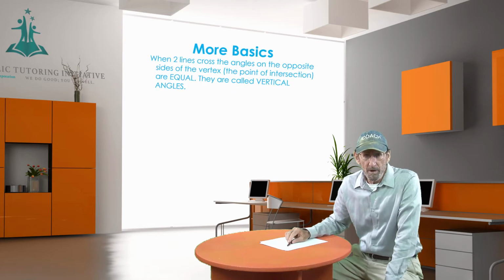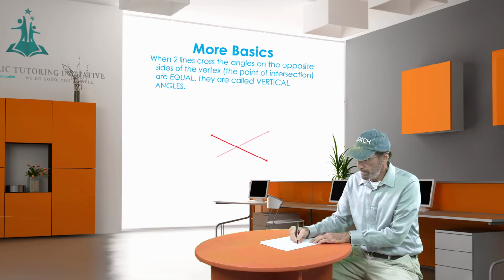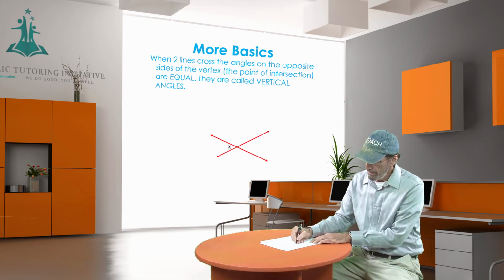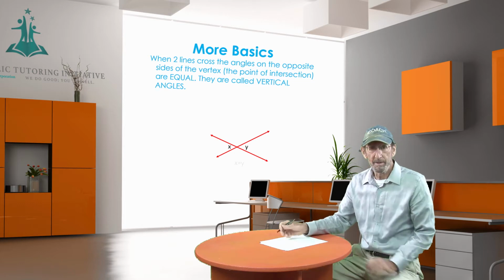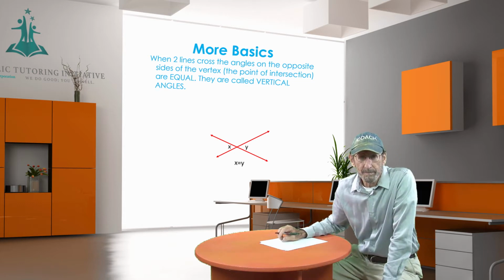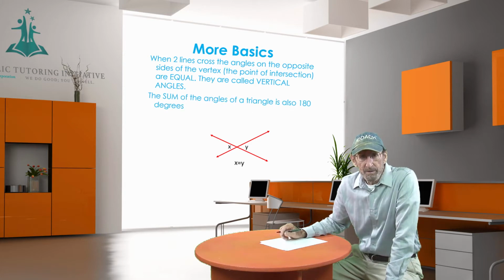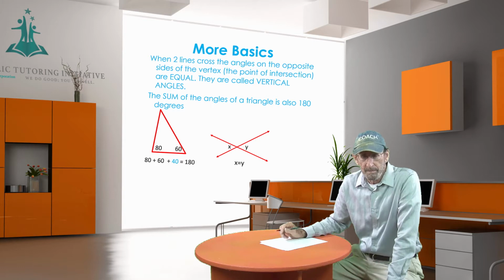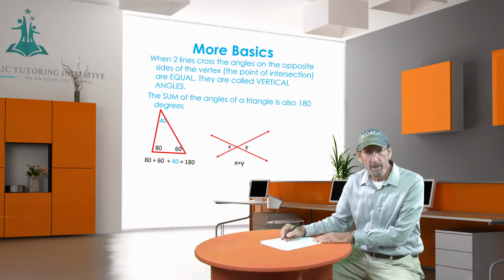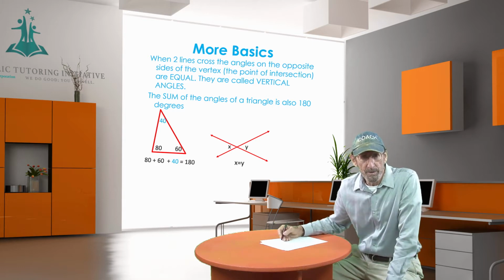When two lines cross, the angles on the opposite sides of the vertex, the point of intersection, are equal. It looks like this. X and Y are equal. Now, the sum of the angles of a triangle is also 180 degrees. So that means if you know two angles of a triangle, you can always find the third.